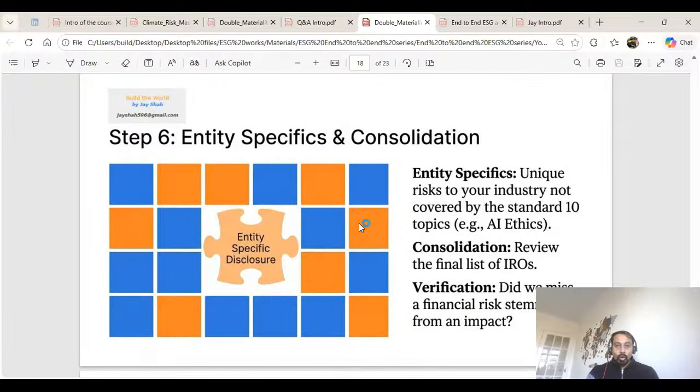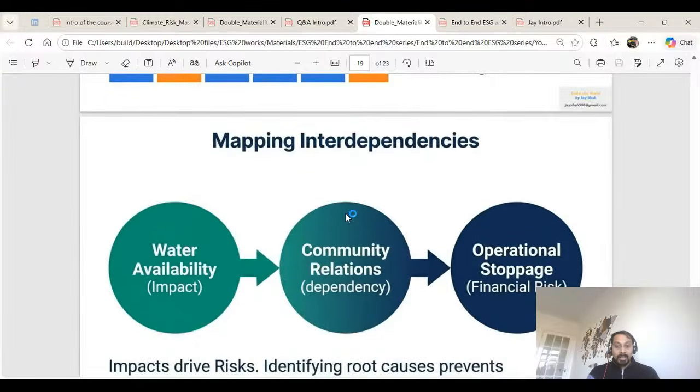Then step 6, which is the overall entity specific and consolidation. If some risks don't appear in the GRI, ESRS, ISSB, or IFRS standards, for example AI ethics for tech firms, this becomes an entity specific disclosure. Then consolidate your final impact, risk, and opportunity accordingly, and you can add AI ethics as part of your entity specific and consolidation related disclosure. That is a very small point but a very important one, if you do have those kinds of entity specific material risks.